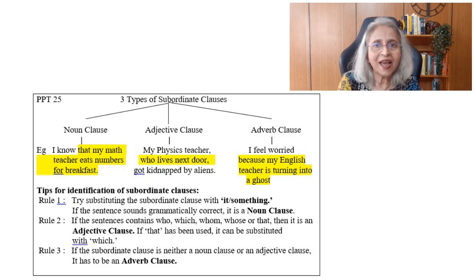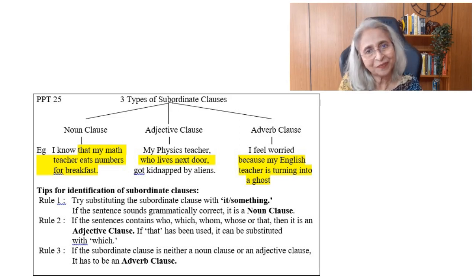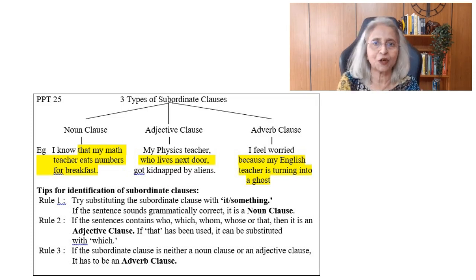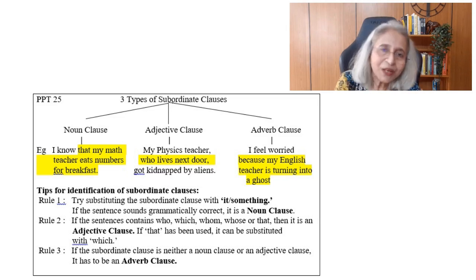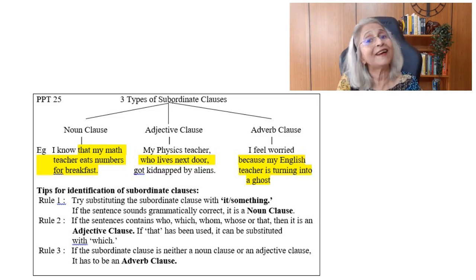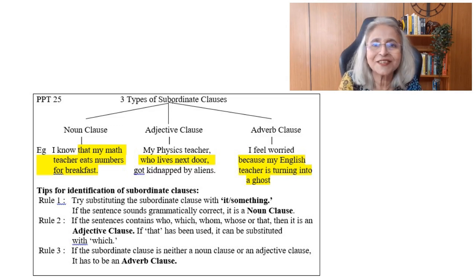Okay? And if you try replacing it with something or it, it's not going to work. But that can be replaced with which in an adjective clause. Alright? Now let's move on to adverb clause, and I love this because this is the simplest of all. When it is neither noun clause nor adjective clause, after you have applied these tricks I told you, what else is left? Adverb clause. Let's look at it.